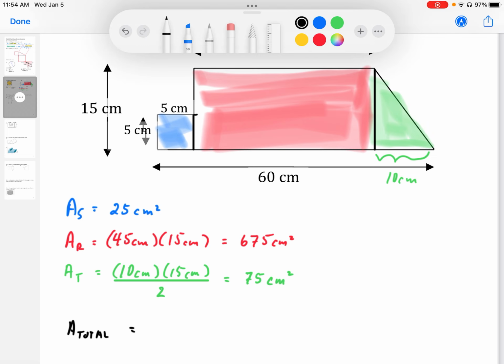So then the total area of this, when I sum that all up, I'm going to get 25 plus 675 is 700, plus 75 is 775 centimeters squared as the total area.